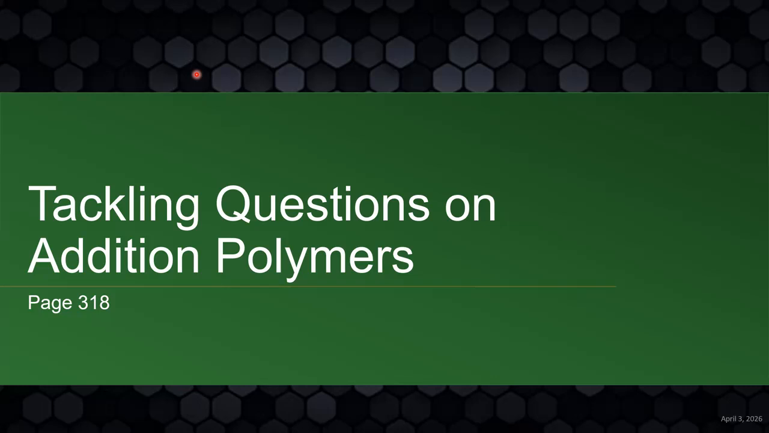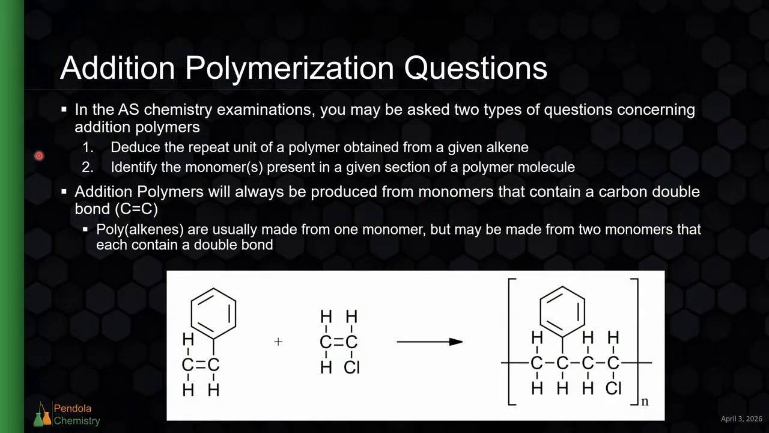So let's get started. With addition polymerization, the AICE exam is mainly going to ask you 2, maybe 3 different types of questions depending on how you view it. First type of question you will be asked is to deduce the repeat unit of a polymer obtained from a given alkene. Meaning that they'll give you an alkene and they'll tell you this is the monomer and they'll ask you to draw a repeat unit of the polymer that results from that monomer.